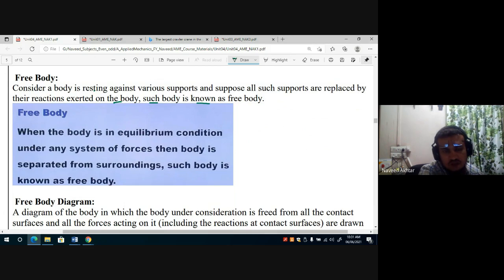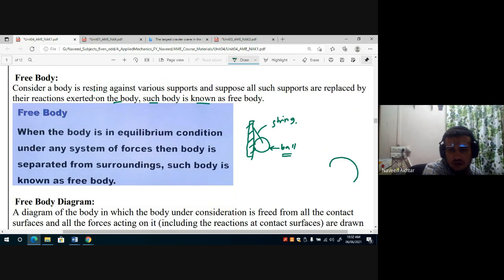Okay, if the forces, if this ball, I will say the ball is hanging, so this is the wall. Okay, and this is the rope or string attached to the body, to the ball. The forces on the ball are acting. If you represent the ball separately, other than the support conditions and all, then this is called a free body diagram.